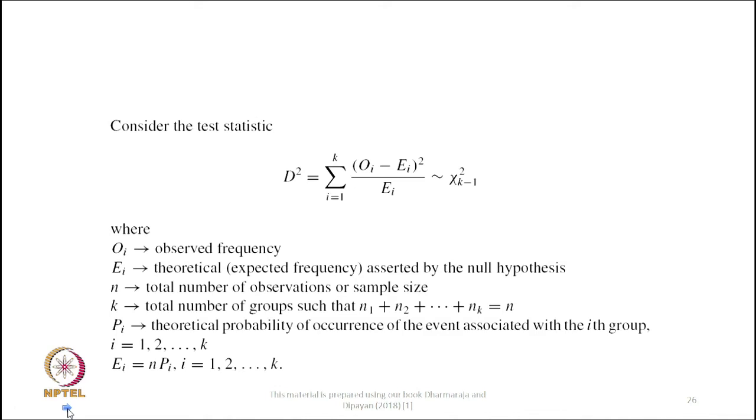The important thing is the observed frequency and the expected frequency from the theory, that comes from the null hypothesis. That means whatever distribution you assigned in the null hypothesis, from there you compute the expected frequency, that is the E i's, where n is the total size and k is the number of groups, and p i is the theoretical probability of occurrence of that particular ith group, and the theoretical frequency is n times p i.